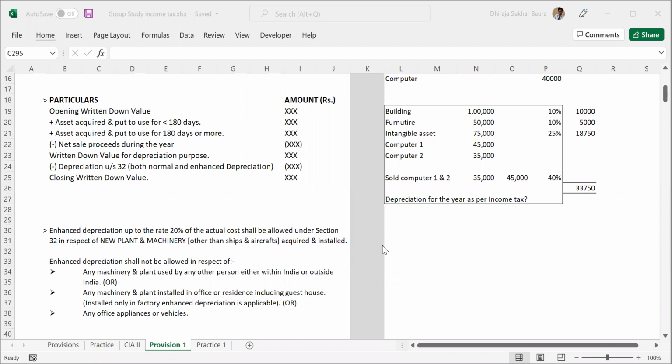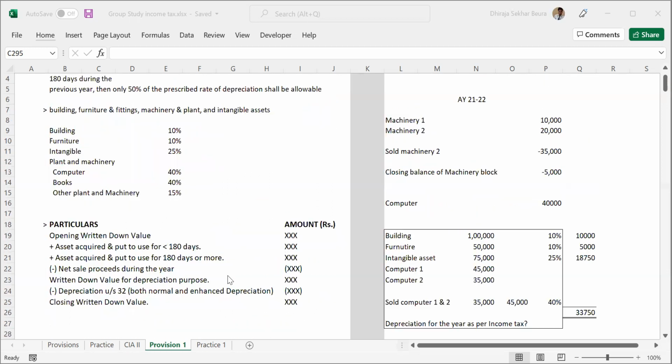Only one is left from the discussion. Which one is left out? Plant and machinery, the other category. 15%, right? Everybody agrees? Perfect.